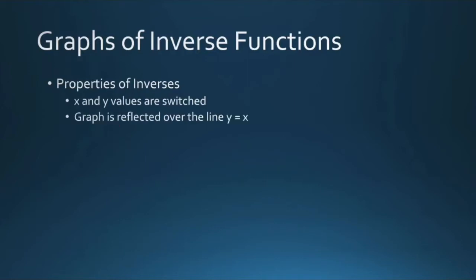The graph will be reflected over the y equals x line, and I'm going to show you where that y equals x line is. Reflected means that everything that's on one side of that line will be reflected about the other side, like it's a mirror. The domain and the range will switch. So the domain for the original will be the range for the inverse. Just like the x's and y's are switched, the domain and range are switched.